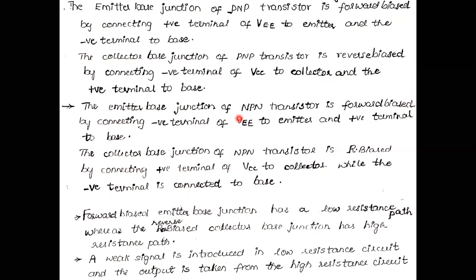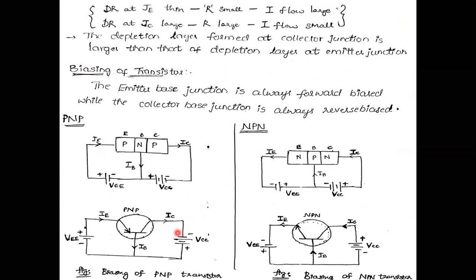A weak signal is introduced in the low resistance circuit and the output is taken from the high resistance circuit. Normally a weak signal is going to be introduced in the low resistance path, and the output is going to be taken from the high resistance circuit. That is the point given here.